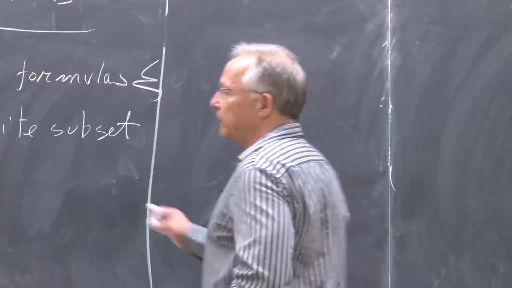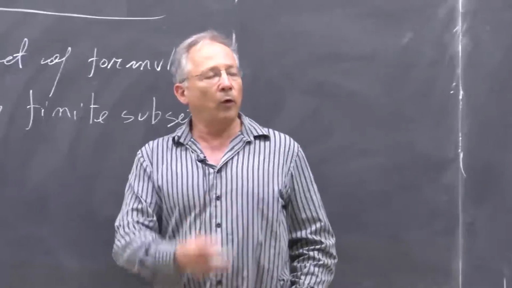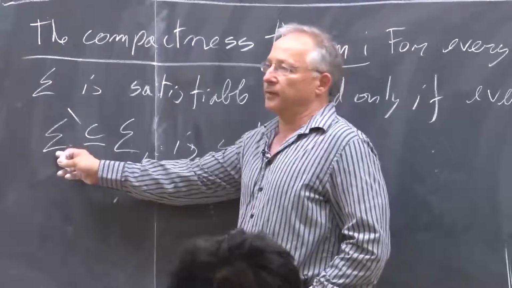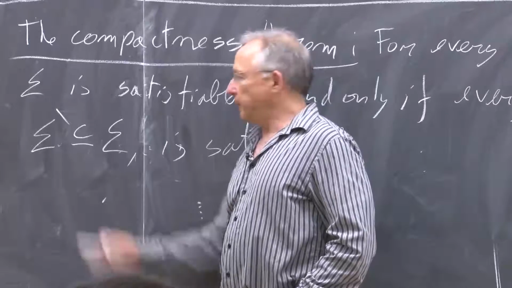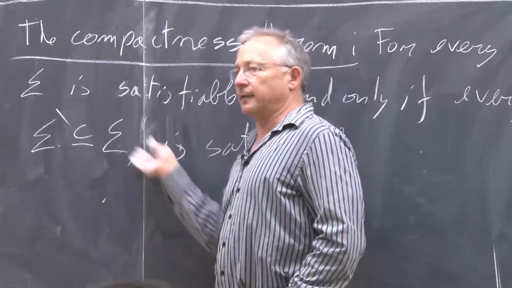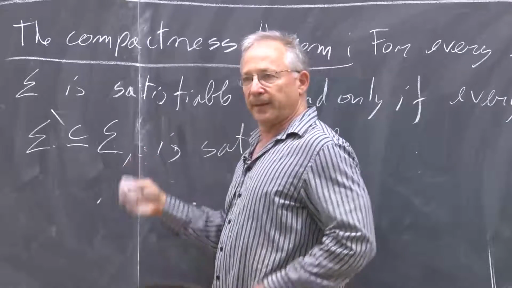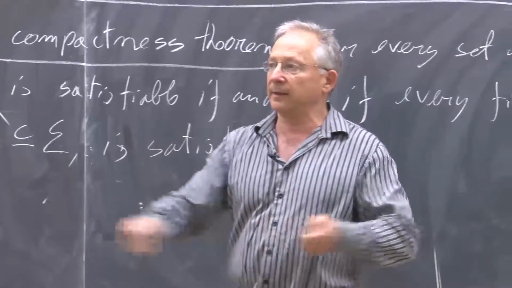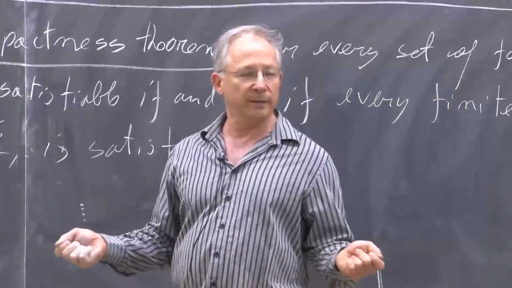If sigma is satisfiable, then I have an assignment that satisfies all the formulas in sigma. So in particular, this assignment will satisfy all the formulas in every sigma prime, which is a subset. But the other direction is not obvious. I have a finite subset, I can satisfy it. I have another finite subset, I can satisfy that. But I have to satisfy all of sigma simultaneously. Each finite set I can satisfy, but how can I be sure that I can find one single assignment that will satisfy all of them simultaneously?